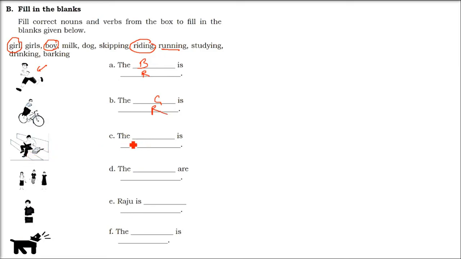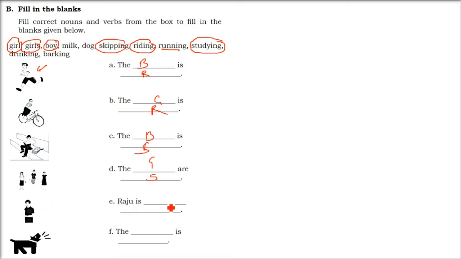Third one, the boy is studying. So we'll use the boy again. The boy is studying. So the third one we'll take again. The boy is studying. Okay. So let us write capital S here. Now three girls. So we have girls here. The girls are skipping. The boy is studying, we have already done.